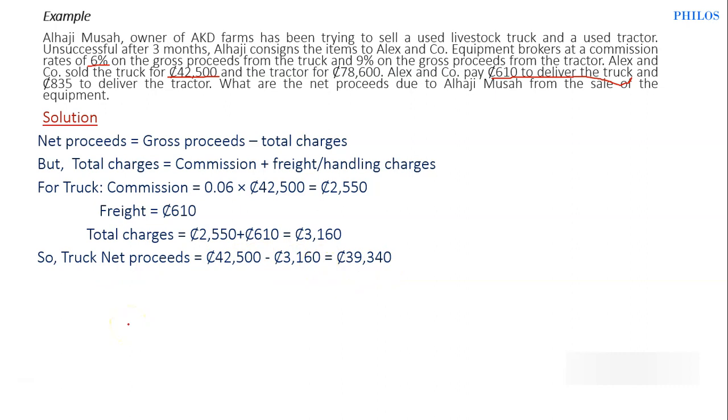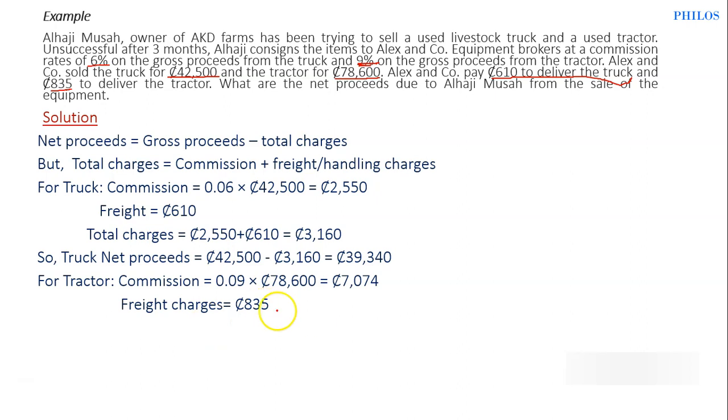So after that, then we take the tractor also. So when we take the tractor, we find the commission for the tractor. The commission for the tractor should be the commission rate for the tractor, which is 9%, that's 0.09, times the amount you sold the tractor, which is 78,600. So when we multiply that, we get 7,074 cedis. So we know the commission now. Now recall the freight charges for the tractor, that is 835. So let's recall that. So 835.